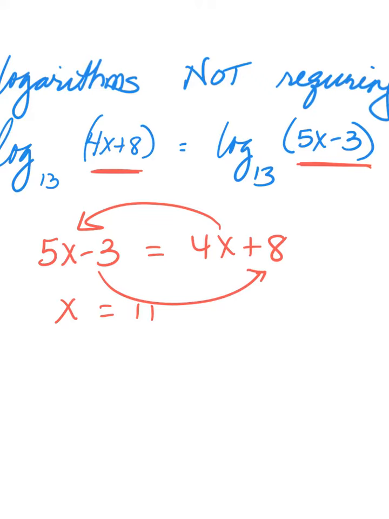So on the first one, if log base 13 of 4x plus 8 equals log base 13 of 5x minus 3, then we can just say that 5x minus 3 equals 4x plus 8. You can make them equal to each other. I move the 4x over. 5x minus 4x is a plain x.